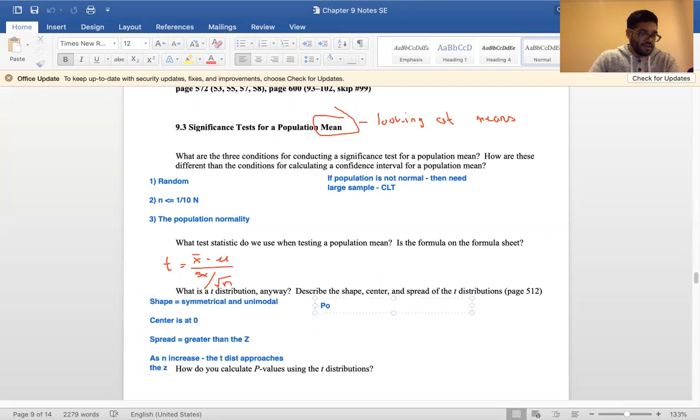Here, again, last thing, population standard deviation is typically unknown. Therefore, we use standard error, which is also known as the standard deviation of the sample.